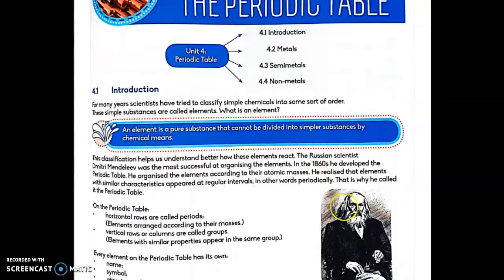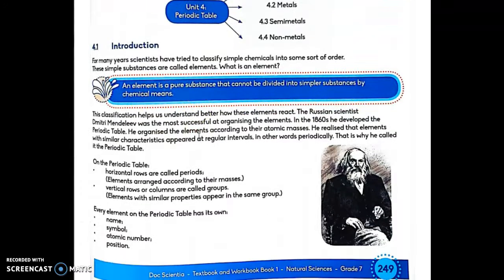So the introduction. For many years, scientists have tried to classify simple chemicals into some sort of order. These simple substances are called elements. But what is an element? An element is a pure substance that cannot be divided into simpler substances by chemical means. This you know already. This classification helps us to understand better how these elements react.